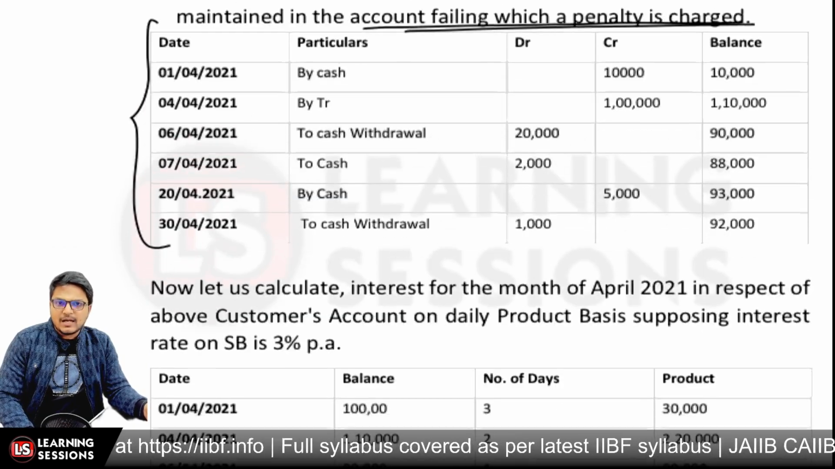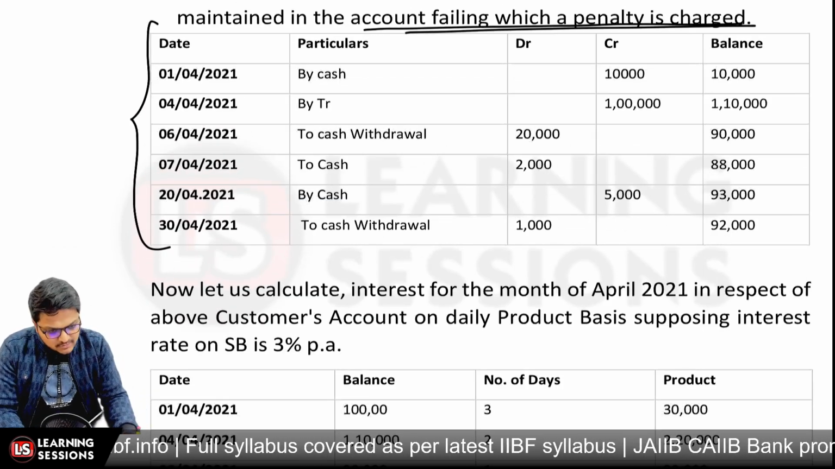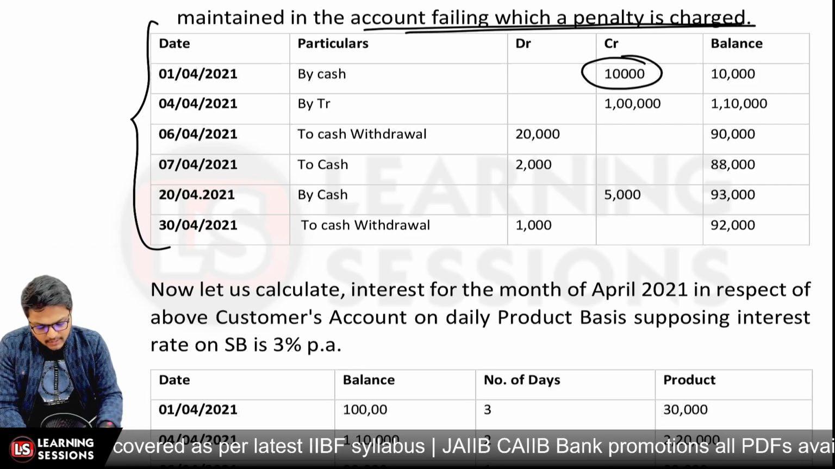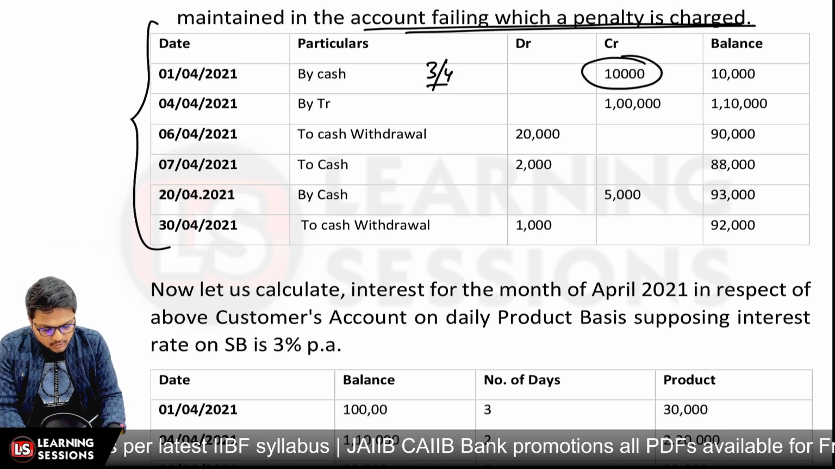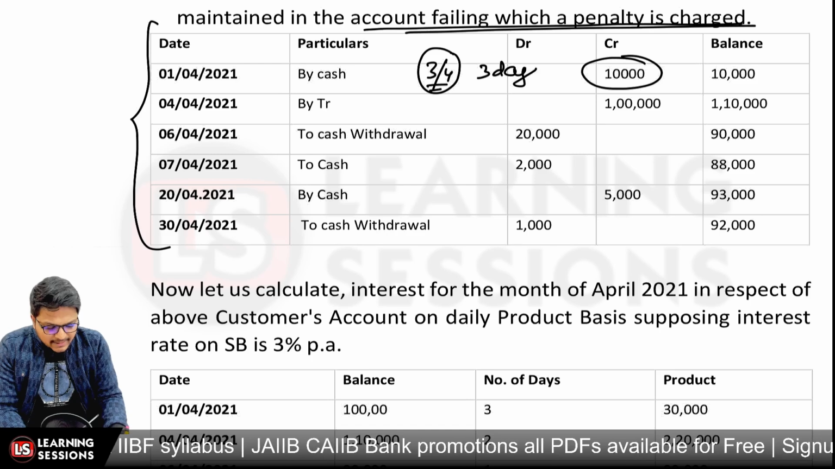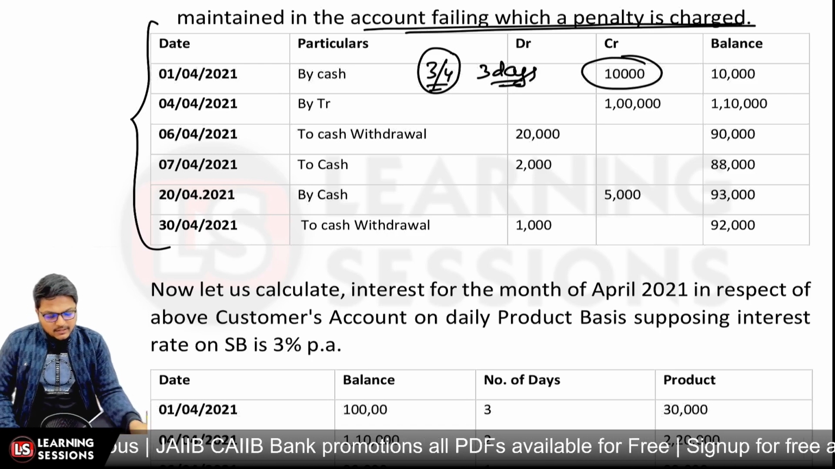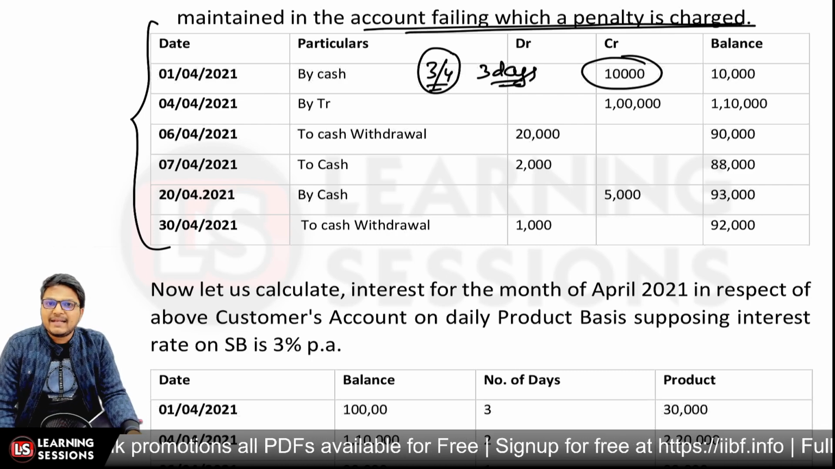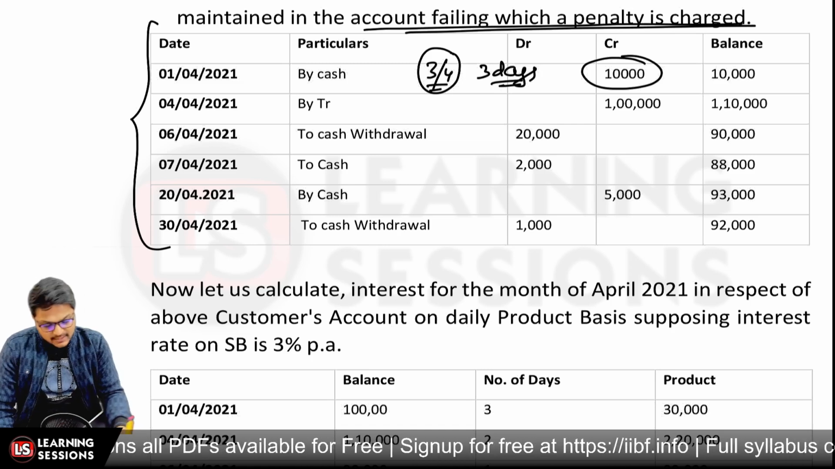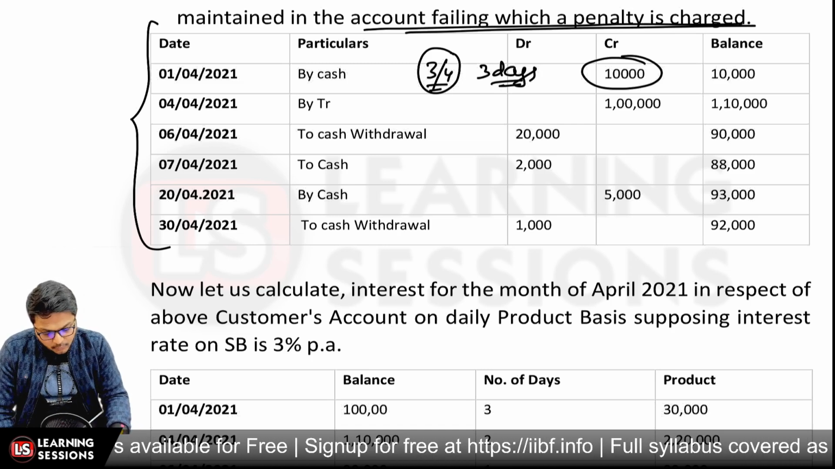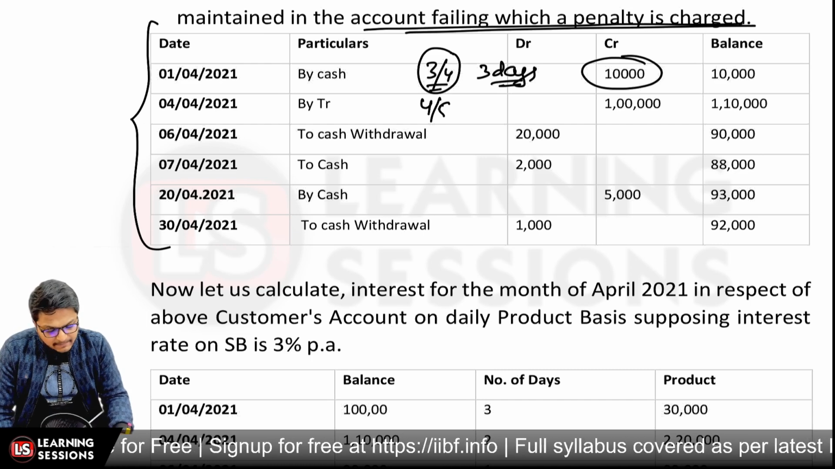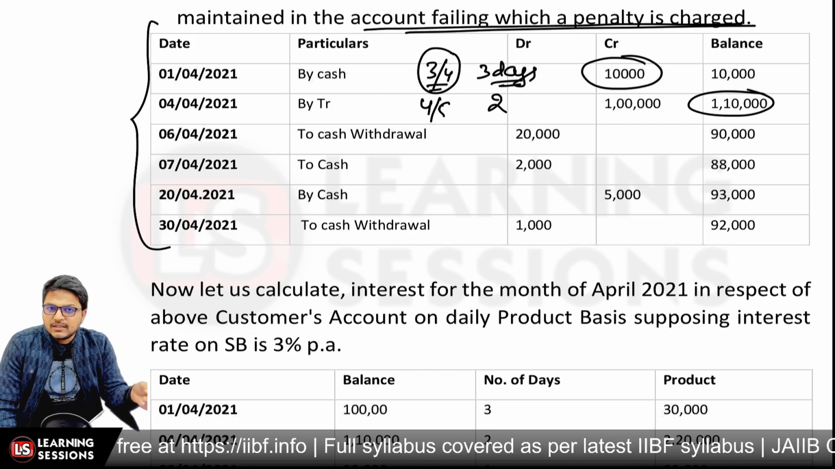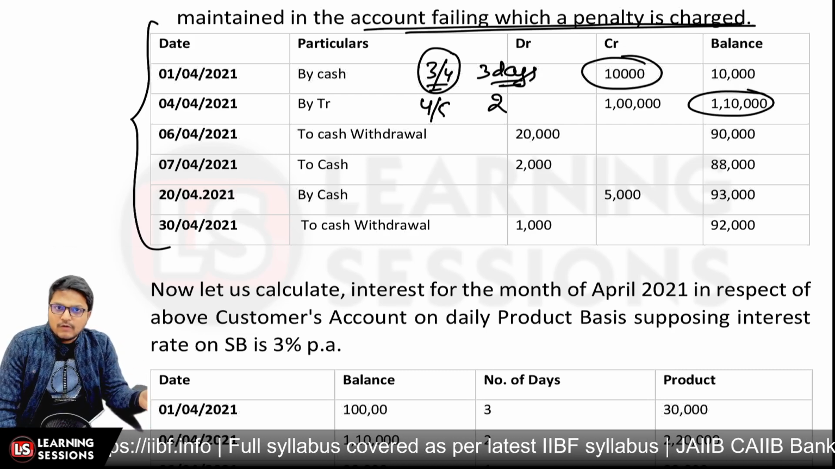Now in that scenario, we are to calculate for how many days this particular 10,000 rupees was there. From 1st up to 3rd of April, that is for 3 days, the balance was rupees 10,000. And further, on the 4th of April, the balance is now 1,10,000, for 2 days, that is the 4th and 5th, the balance was 1,10,000, right? And further, on 6th of April, the withdrawal of 20,000 was there.